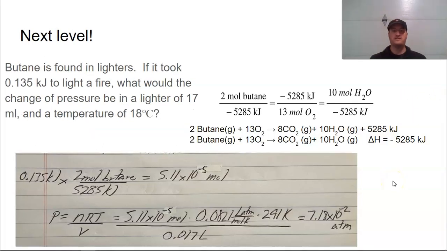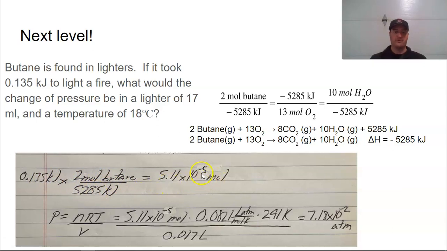So taking our previous chemical reaction to the next level, let's say it took so many kilojoules to light a fire using a lighter. What would be the change in pressure in a lighter of 17 milliliters at a temperature of 18 degrees? So my amount of energy that was needed, again, kilojoules, I can use my relationship here to see so many moles of butane would be used up to produce this much energy. So therefore the fraction of it would be a fraction of moles.